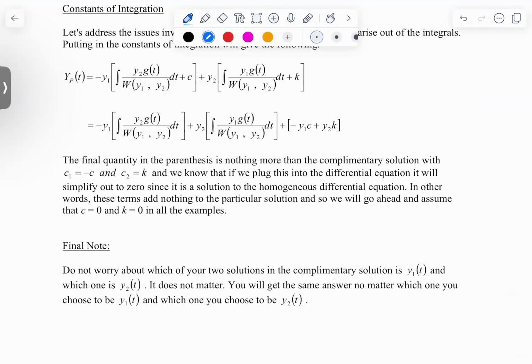And then I have another note. Don't worry about which is y1, which is y2 again. We said from the beginning that never matters. It balances out within the integration.